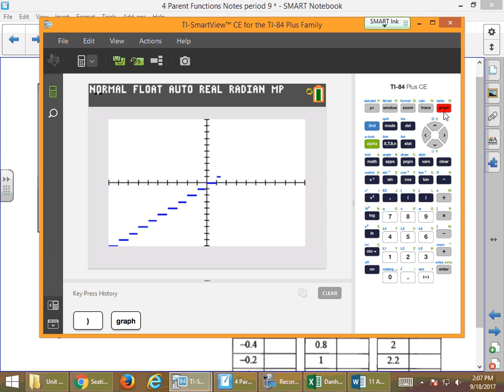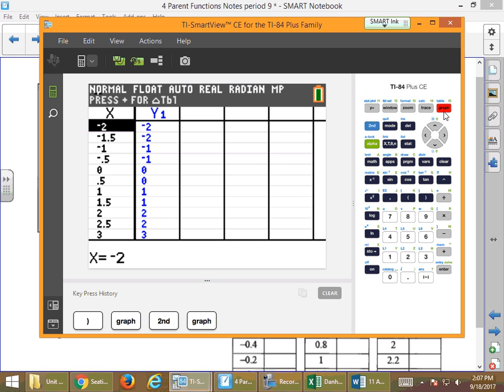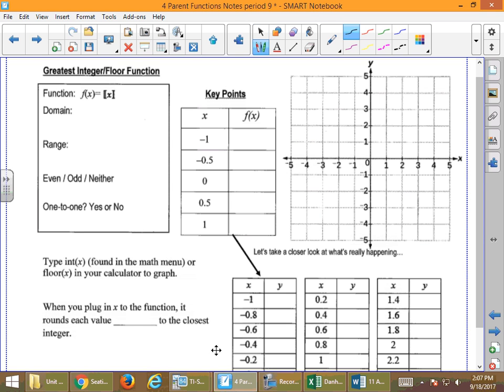And one of the reasons that they're called step functions is because our graph looks like a bunch of stair steps. If we look at our table here, we can get a couple of points to put on our graph. But what we see is we've got -1, -1, -0.5, -1, 0, 0, 0.5, 0, 1, 1.